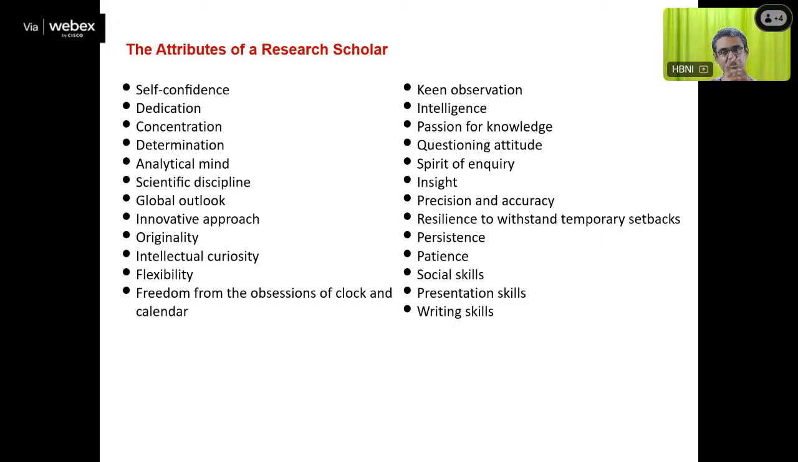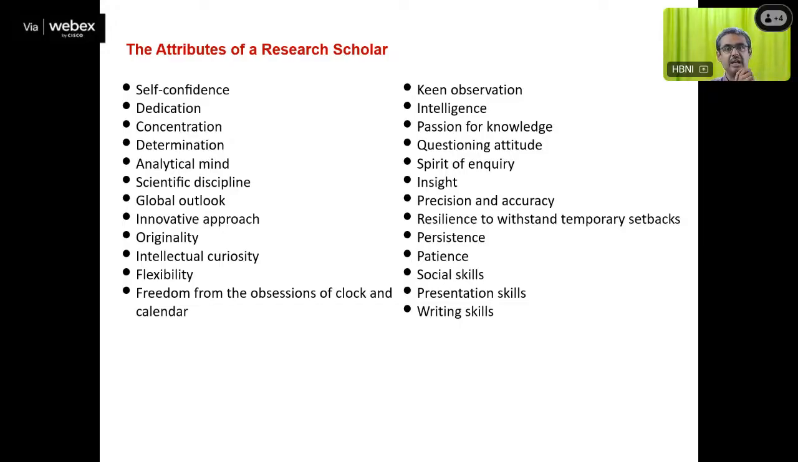A researcher like us should have intellectual curiosity. Our mind should always be bubbling with curiosity about what will happen if we do such modification or manipulation of our experimental dependent variable. Researchers should have flexibility, meaning our line of thought should not be one way.